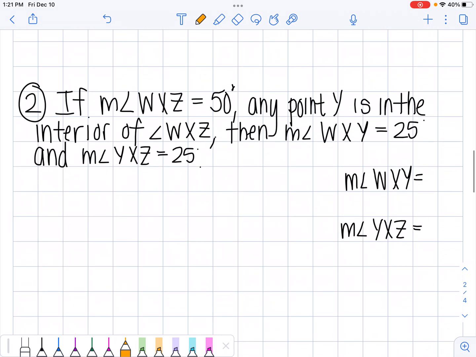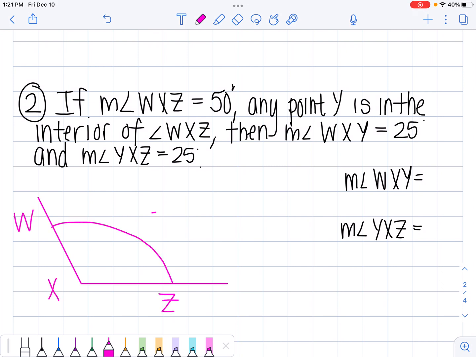Okay, next. This one says, if the measure of angle WXZ is 50 degrees. So like I said, I'm pretty visual, so I have to draw this out. So here's WXZ. They're telling me that my whole angle is 50 degrees. And this is definitely not drawn to scale, because I drew this as an obtuse angle, but it doesn't matter because I'm just trying to find an example. The point Y is in the interior. So Y is somewhere in the middle, like this. And then they're saying that this angle WXY is 25 degrees and this angle is 25 degrees.